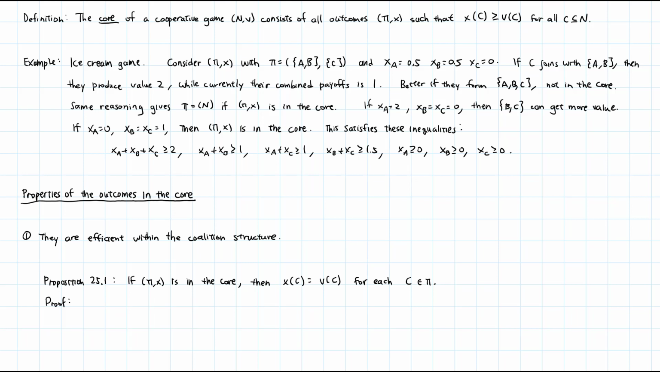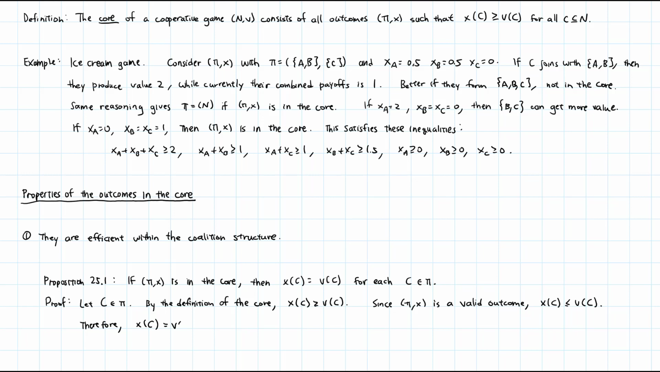For our proof, we let C be a coalition that is formed in π. By the definition of the core, x(C) is greater than or equal to v(C). But since (π, x) is a valid outcome, x(C) is also less than or equal to v(C). Therefore, x(C) is equal to v(C) for all the coalitions in π. And that is our proof.